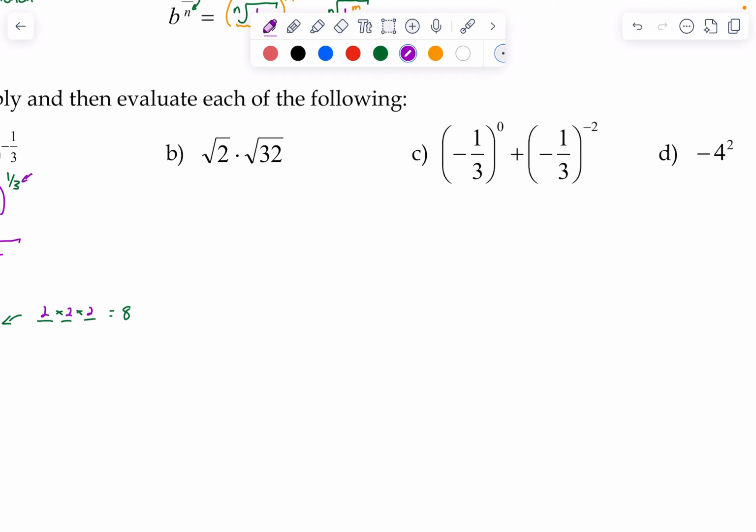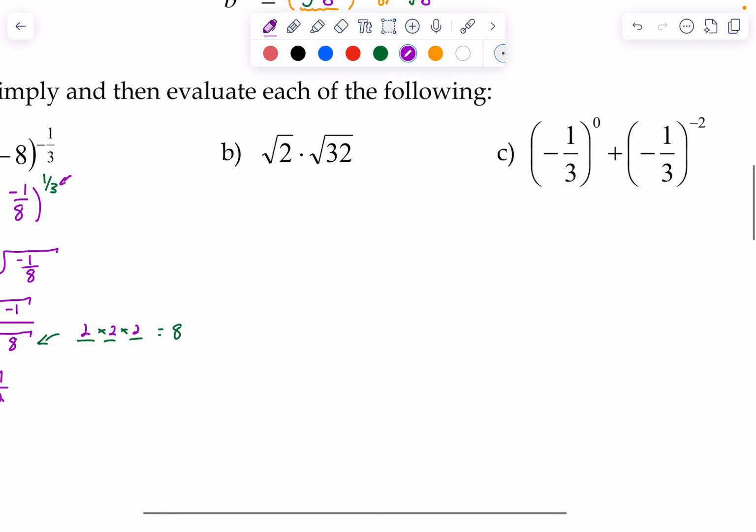Root 2 multiplying root 32. All right, so let's work with exponents. In this case, we can undo these roots. If we think about what a square root is, it's like having a 2 here, right? When you take the square root, it is what 2 numbers multiply to give you on the inside.